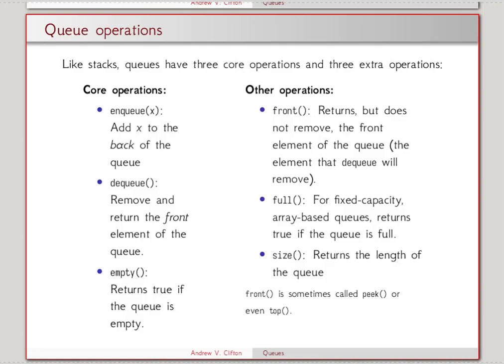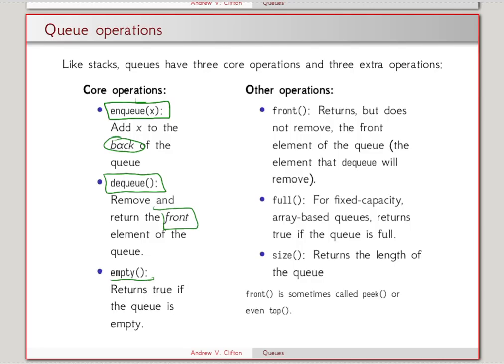So like stacks, queues have three core operations and then three extra operations. Our core operation to add new items is called an enqueue. So we enqueue an item, and that adds it to the back of the queue. To remove an item, just like with a stack, we don't say which item to remove. We dequeue, and that removes whatever is at the front of the queue.